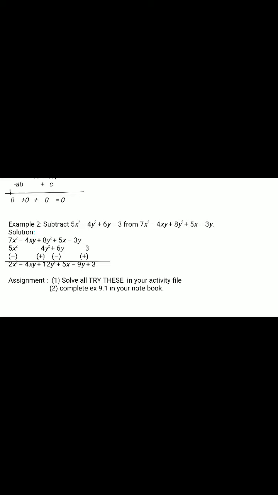Like this you can solve all the questions. Your assignment is to solve all of them; try these in your activity file and complete your exercise.